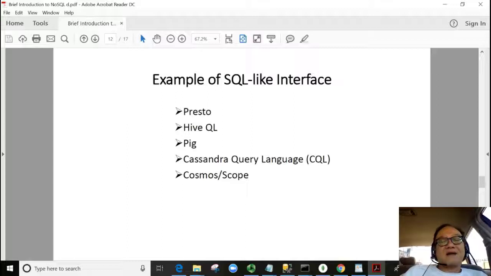Here are some common examples of SQL-like interfaces for NoSQL. HiveQL and Pig are part of Hadoop. Cosmos is Microsoft's enterprise data warehouse. We use Scope to query Cosmos. Scope is the SQL-like interface for Cosmos.